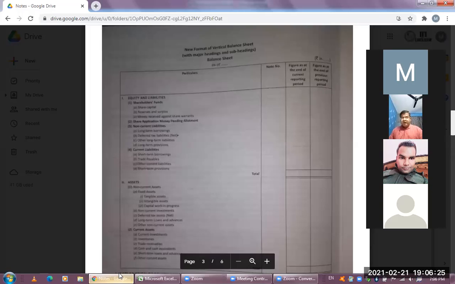The first item is shareholder fund, that is share capital. I have just explained in the previous video that the amount that is generated or collected as subscription money from the shareholders is share capital.